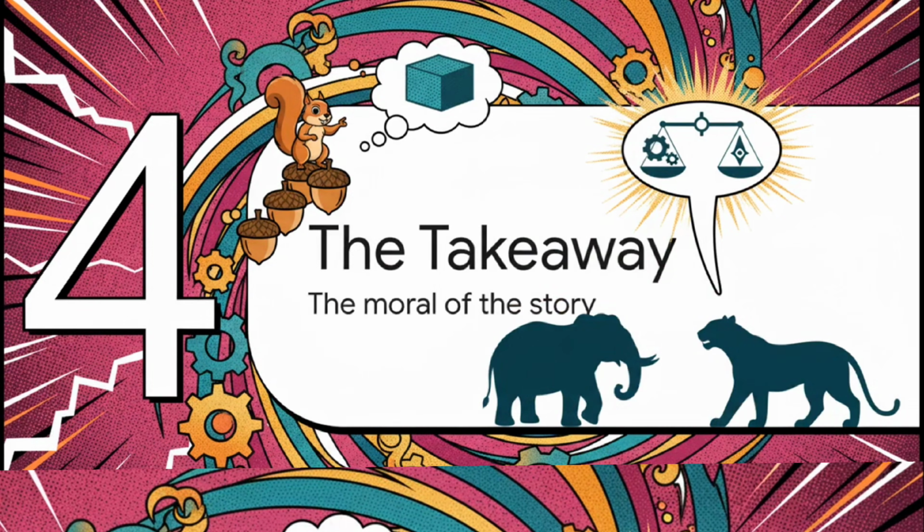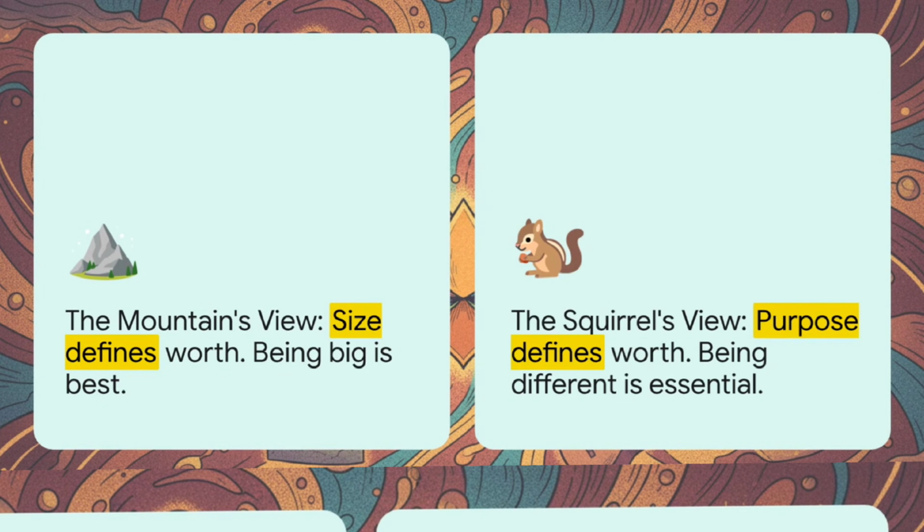So let's look at the big takeaway here, the moral of the story. The squirrel's argument has totally reframed the debate. It's not about who is bigger anymore, it's about what role each of them plays. This slide really lays out the two opposing philosophies perfectly.